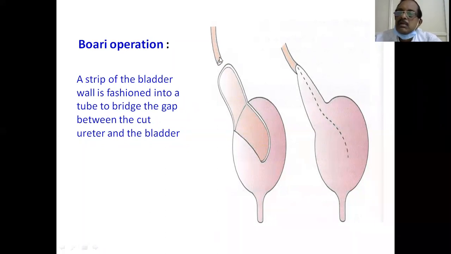Urine is very happy in the bladder. Suppose you put intestine or something in place of the urothelium of the urinary tract, there will definitely be some biochemical changes occurring and some complications. So this is the easiest way of managing the loss of length of the lower ureter. You can take a bladder wall, make it into a tube and anastomose it. So that is the thing.